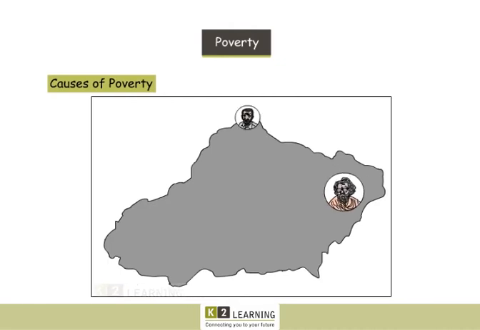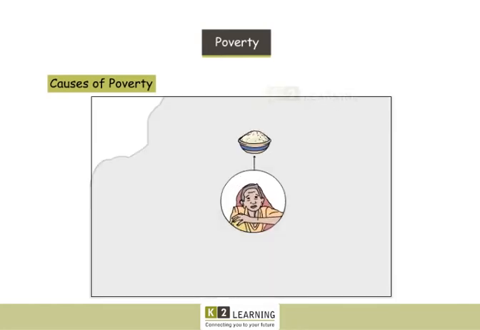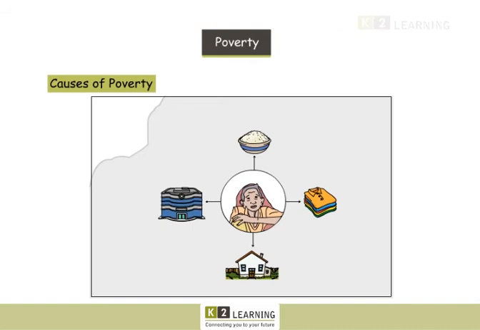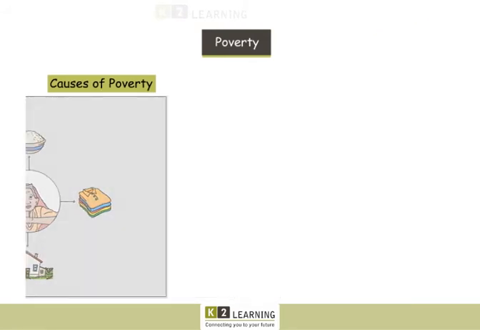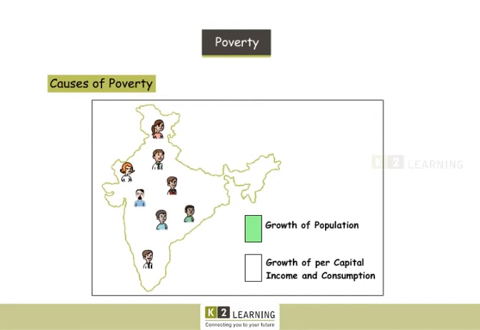Low resource base of the poor. Large section of poor have very little land or no land at all. Small holdings possessed by them are not sufficient to meet their basic needs. Unemployment and underemployment leads to minimum purchasing capacity of the masses. Rapid growth of population, in turn, slow growth of per capita income and consumption leads to poverty.